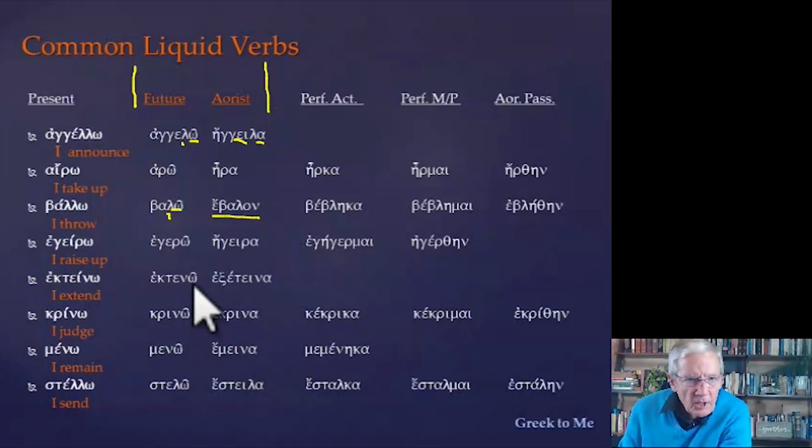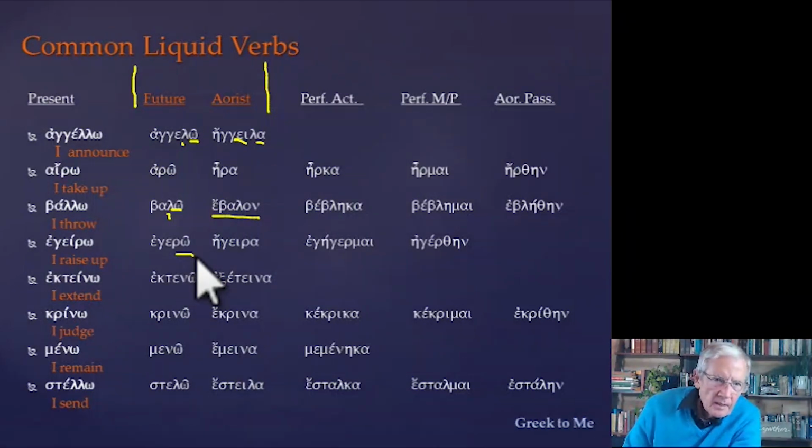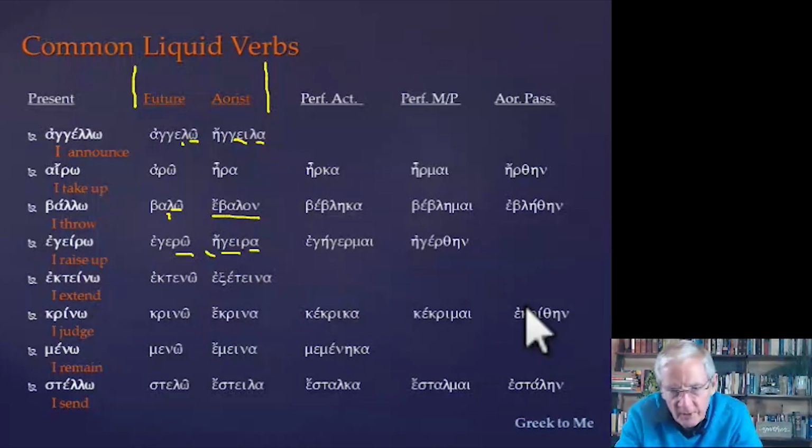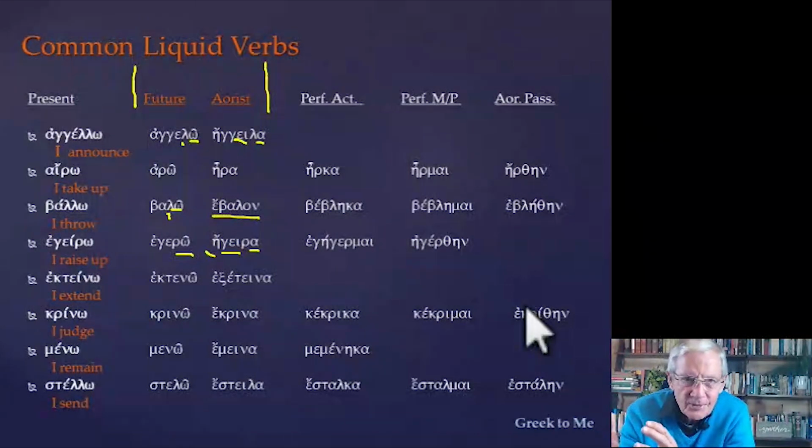Egero, I raise up. All right, take a look at the future. Egero. We lose an iota. There's the omega with the circumflex accent. And in the first aorist, here's our augment, here's our stem, and then we're left with the alpha ending. So here we're left with the prefixed augment and then the alpha, I raised up.